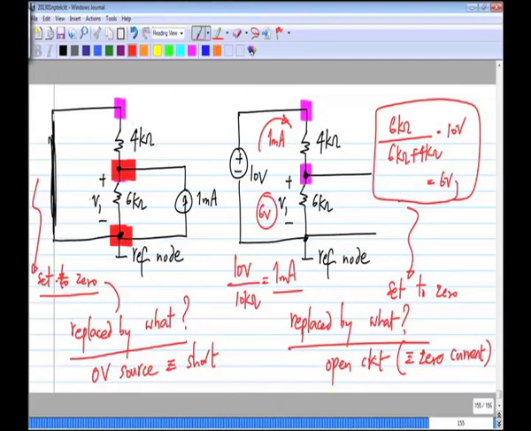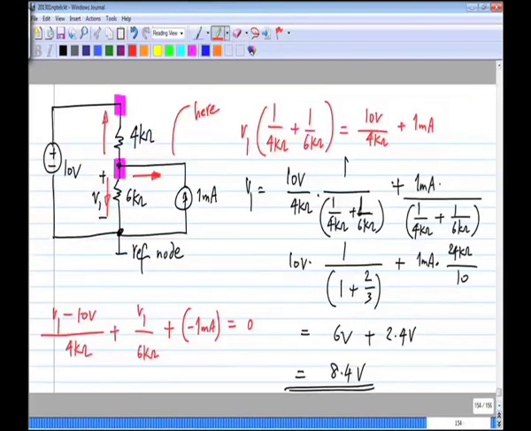Okay. So here we have 2.4 volts and here we have 6 volts. Okay, so the actual total voltage will be the sum of these two, which is nothing but 8.4 volts. And it's exactly the same as what we have here, 8.4 volts. In fact, the way I have written out the expressions, this is the contribution from the voltage source and this is the contribution from the current source, and they get added together.